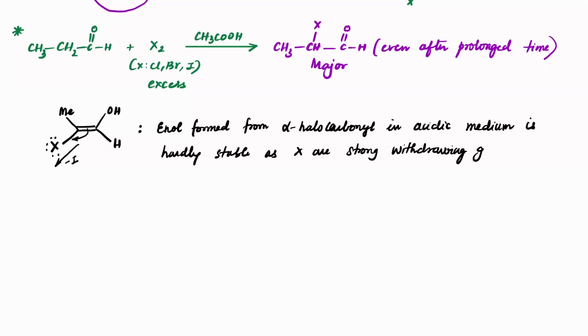So withdrawing groups. Because they are strong withdrawing groups, this is what would happen. Therefore, here, unless the negative charge comes here or the pi bond is sufficiently dense here, we will not be able to get another halogen added onto it. That's why even after a long time, we are not able to see this.